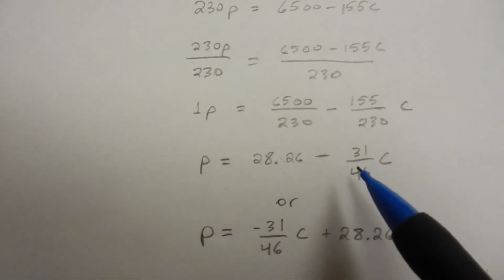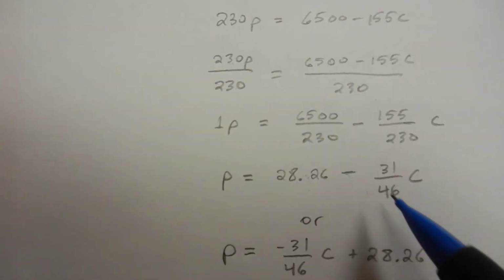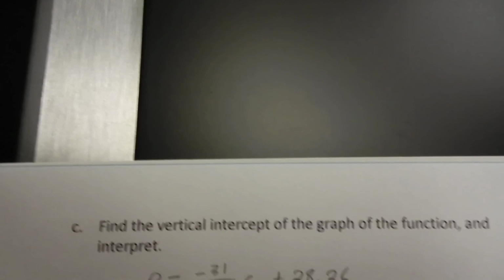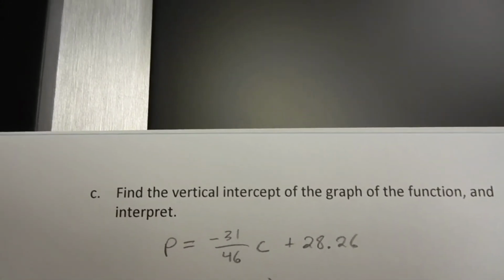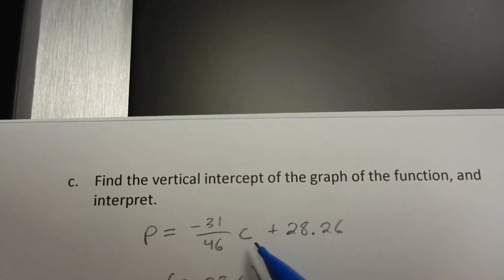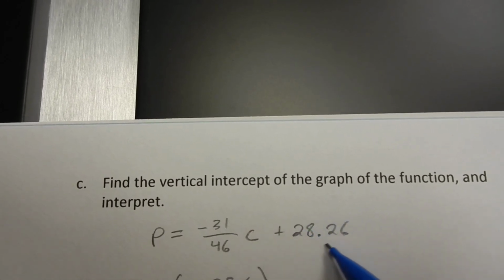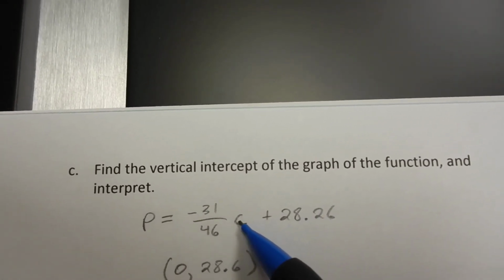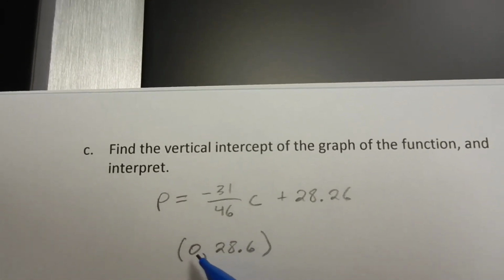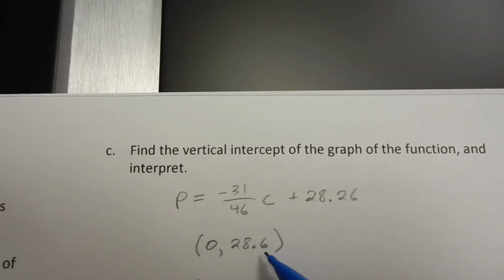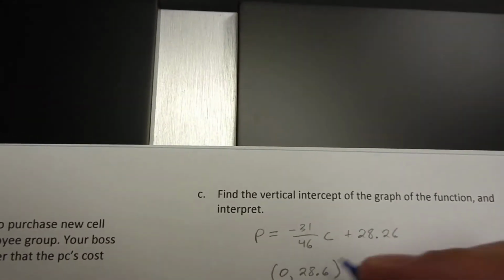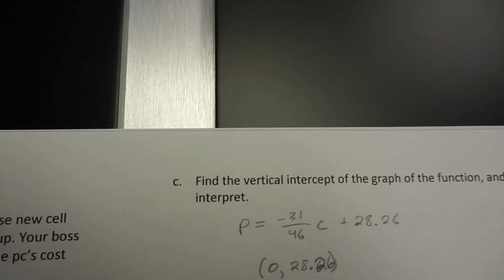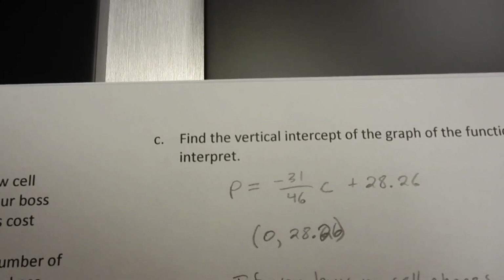So the idea now is I'm going to ask you questions about the vertical intercept and the slope and ask you to interpret. So let's take a look at a couple of those. Find the vertical intercept of the graph of the function and interpret. Well, the vertical intercept is the guy that doesn't have the input variable. That's that guy. So remember, it happens when the input is 0. So the vertical intercept is this 0, comma 28 point, actually 26. That should be a 26.